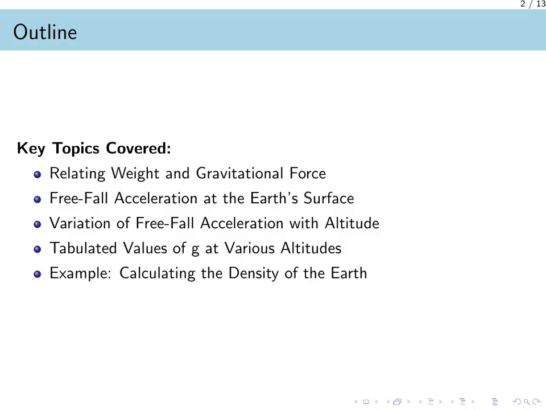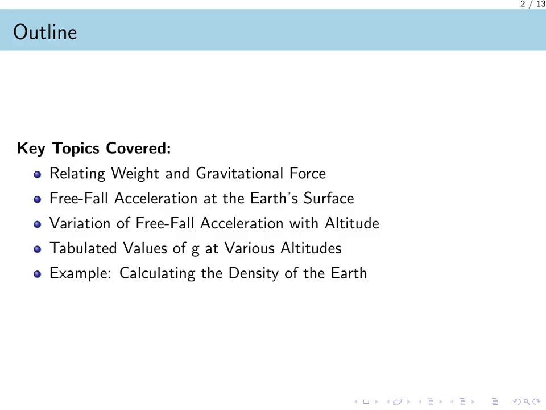Next, using this connection, we will derive an expression for the free fall acceleration, g, right at the surface of the Earth. This will show us how g arises from the Earth's own physical properties, like its mass and radius. We will then explore how the value of g is not constant, but actually decreases as we move to higher altitudes. We will look at a table of data that clearly illustrates this variation with distance.